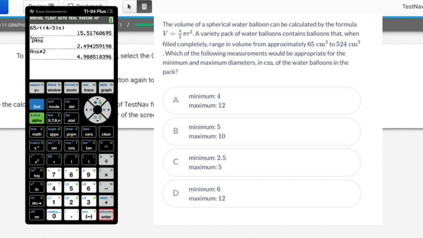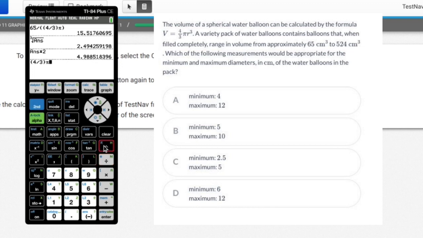Now I'm paranoid, and I want to make sure that I did it right. So let's go forward this time, or backward, however you want to view it. Let me test to see if B is correct by using the maximum diameter of 10. So I'm going to plug in a diameter of 10. 4/3 pi, here's the pi button.